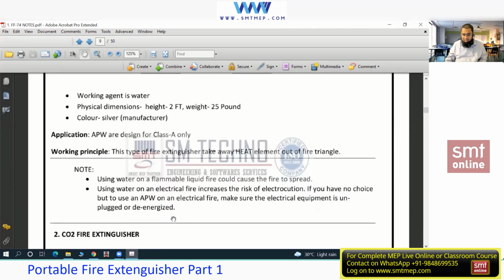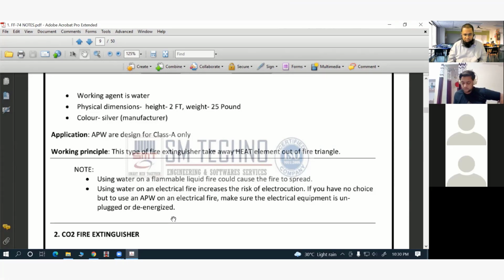At this level, I'm just explaining the working agent and application, not the selection. Selection we'll discuss later. We have a separate part for that when we start the project with the sprinkler system, because for selection we are dealing with ratings like 2A, 2B. I'll give you some idea in the table, but the selection will be dealt with in the project. Right now I'm just giving the information about this portable fire extinguisher.